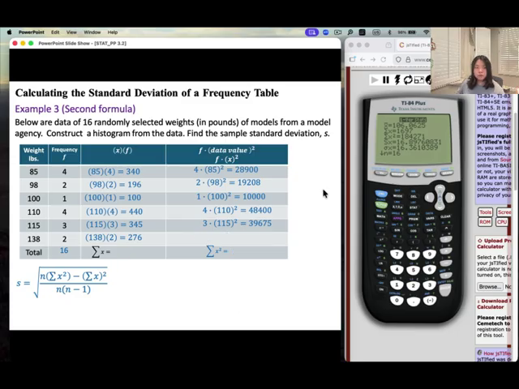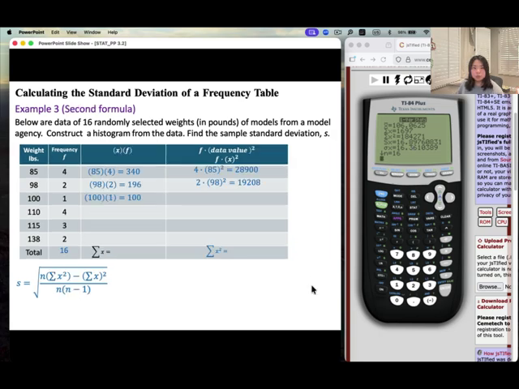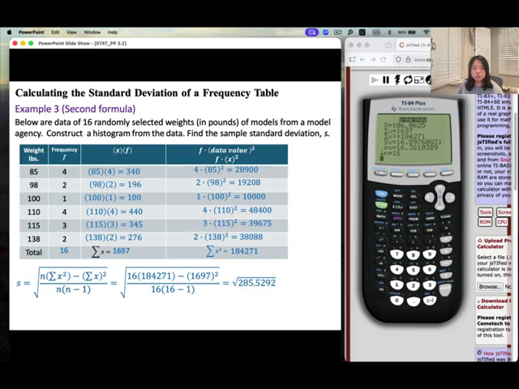You could go back and check your mean, which will be 106.063. Good. And then we have the sample standard deviation, 16.89. Okay, so 16.90. Also, you could check your summation x. Summation x is going to be 1,697. Summation x squared, 184,271.